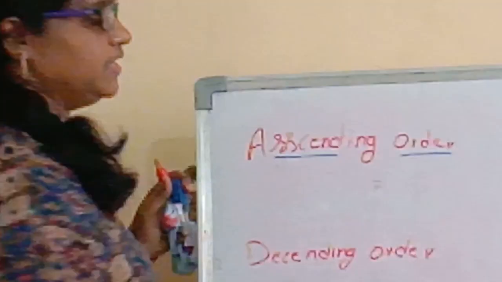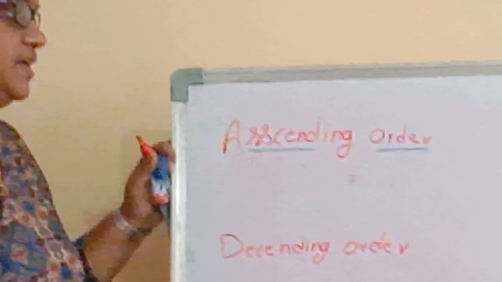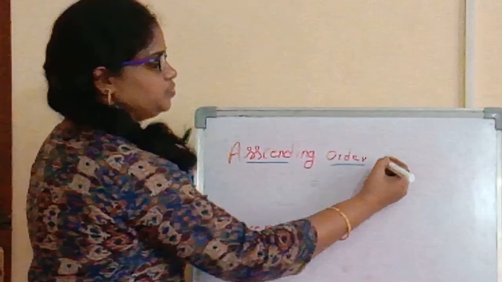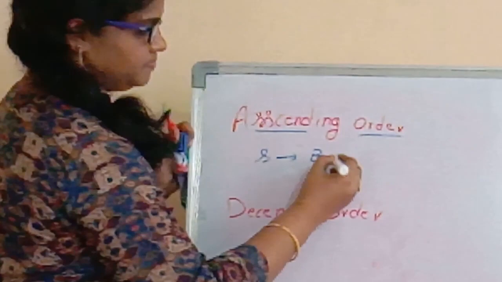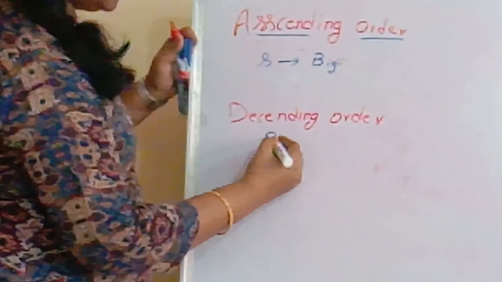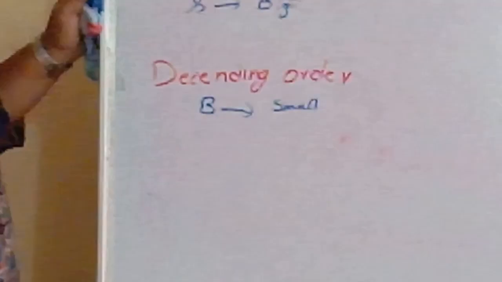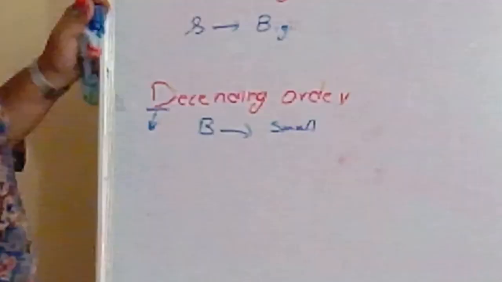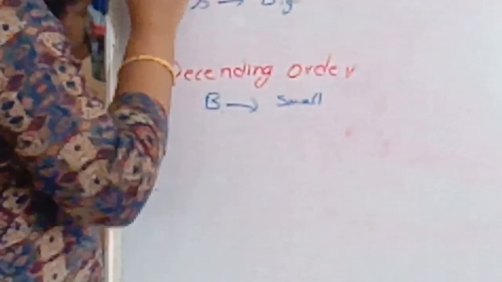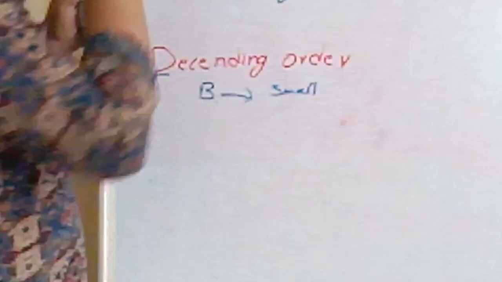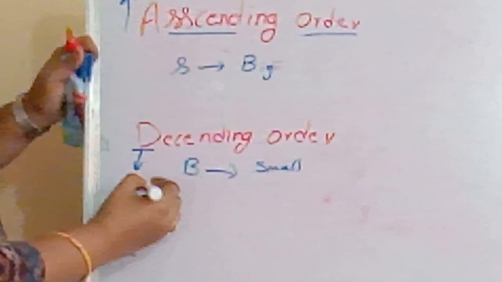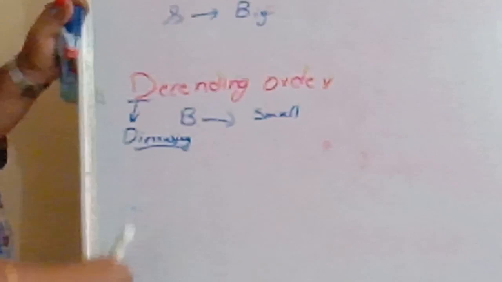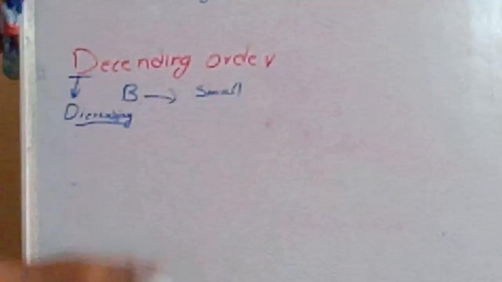Next topic is ascending order and descending order. What is ascending order and what is descending order? Ascending means small to big. Descending order means big to small. One shortcut is also there, D. D means decreasing, that is big to small. Ascending is increasing, small to big, D decreasing. You can remind like this. D for decreasing, descending order, big to small. Ascending is small to big.